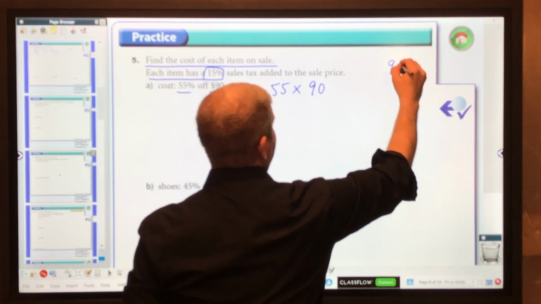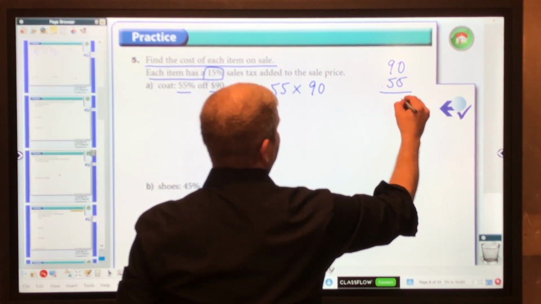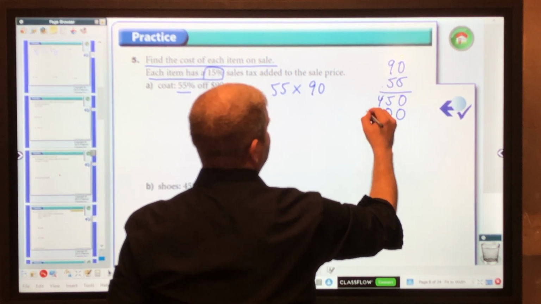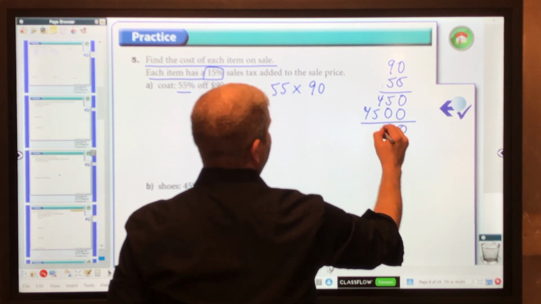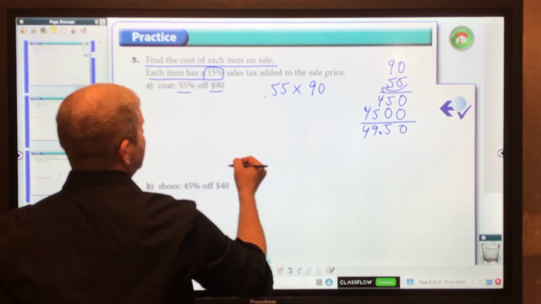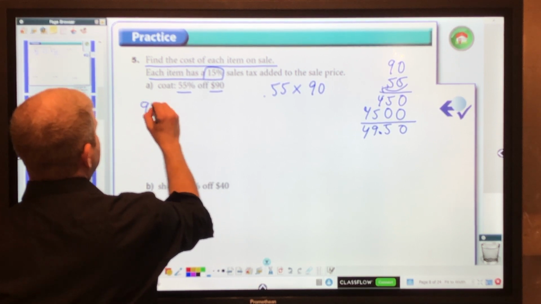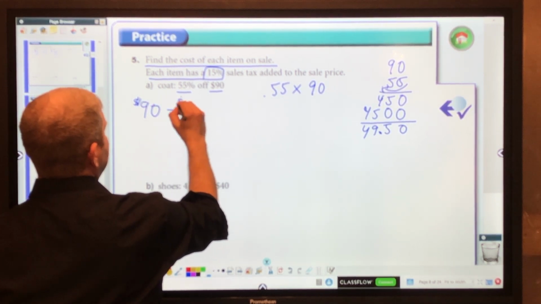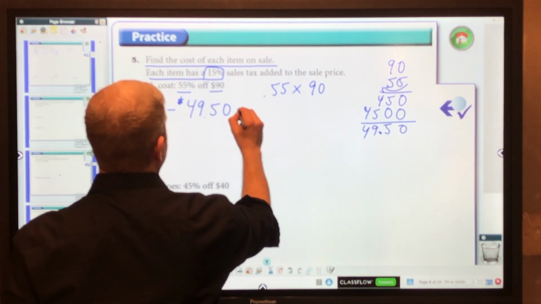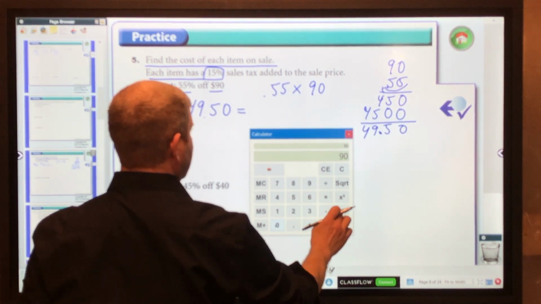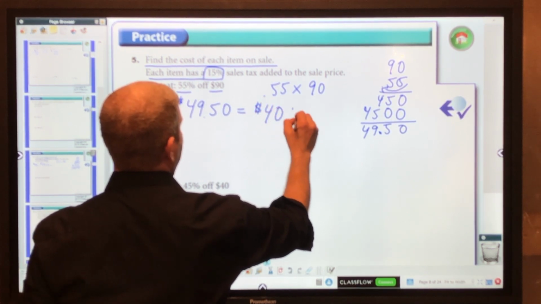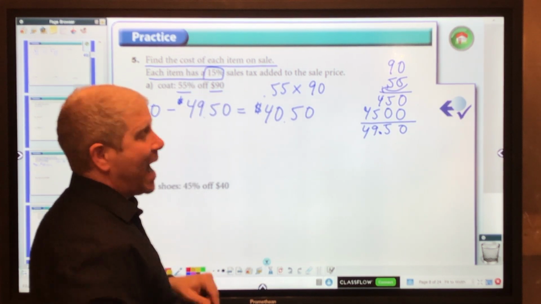So off to the side here, 90 times 0.55. 5 times 0 is 0, 9 times 5 is 45, carry down a 0, 5 times 0 is 0, 5 times 9 is 45, add it all up together. 2 decimal places from the right, so I know I'm going to put my decimal here, 2 places in. So I'm going to be taking off from $90, I'm going to subtract $49.50 because that's how much I'm taking off. Let's get my calculator, so 90 minus 49.50 is $40.50. That's my sale price.